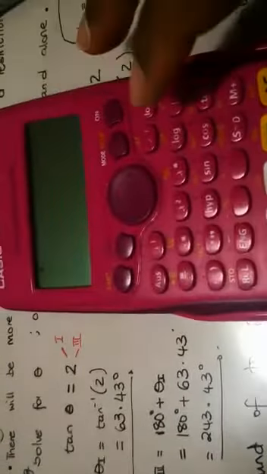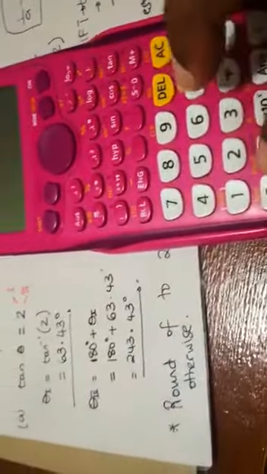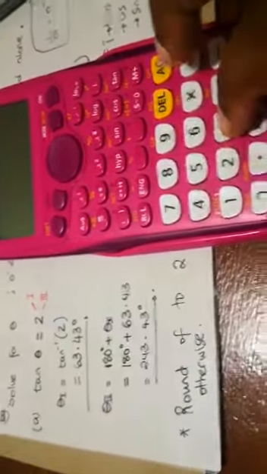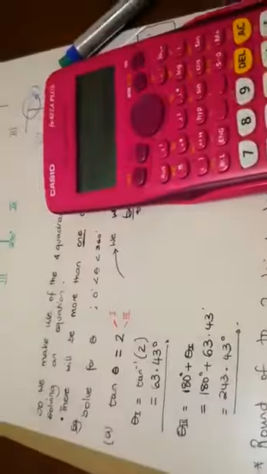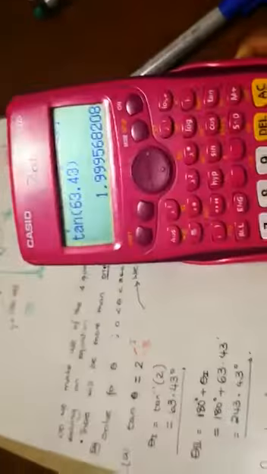Let's just check. This is my calculator. Okay, tan, and then I put 63.43, and then close. If you press equal, it will give you 1.9995, which when you round off will give you 2.